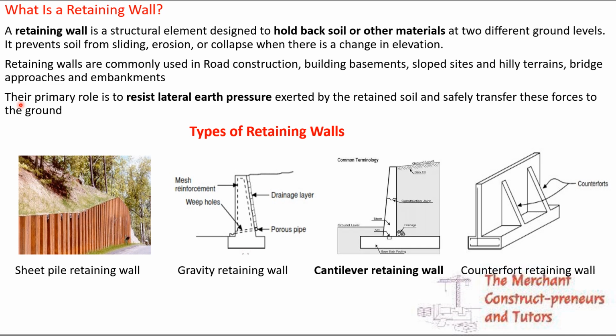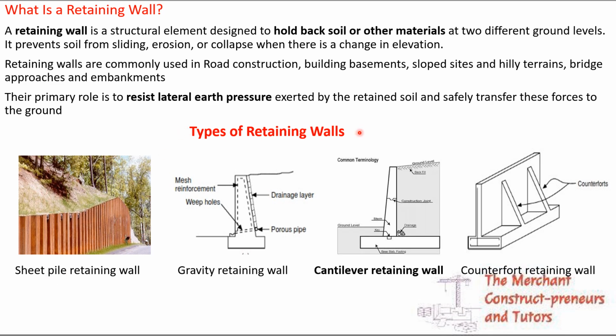The primary role of a retaining wall is to resist lateral earth pressure exerted by the retained soil and safely transfer these forces to the ground. So this soil behind it is resisted because the soil is trying to push it horizontally to make it collapse, right? So it tries to resist that pressure and ensure that it safely transfers the forces of the soil behind it safely to the ground.